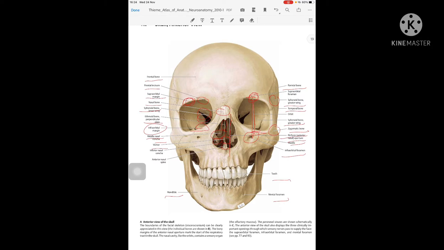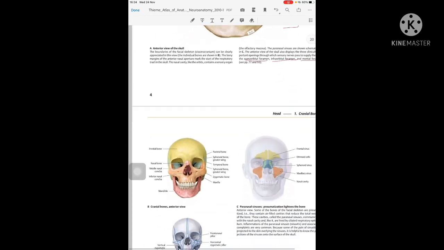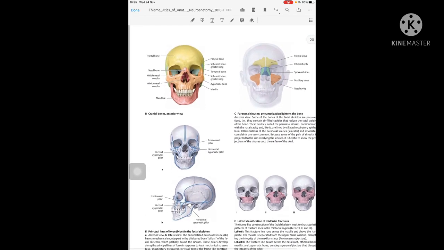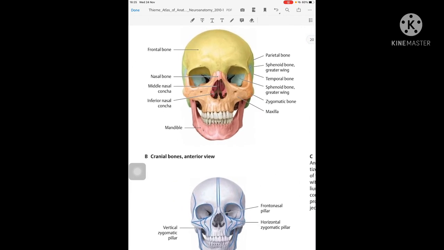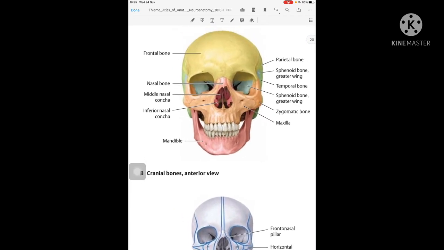The anterior view of the skull also displays three clinically important openings through which sensory nerves pass to supply the face: the supraorbital margin and infraorbital margin and mental foramen also. See this diagram, it's part B, the cranial anterior view.